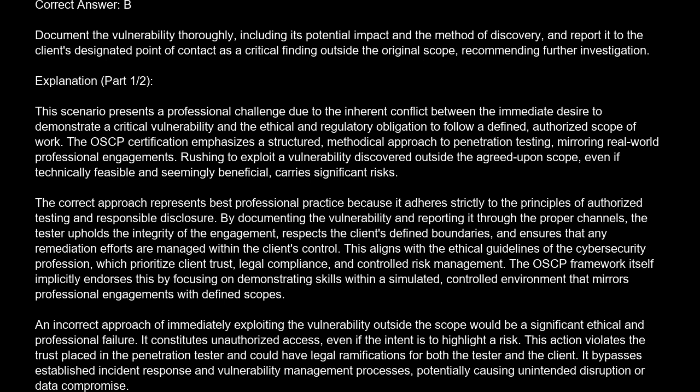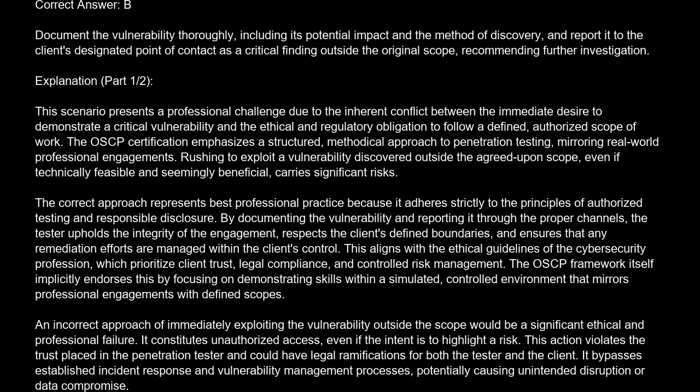Explanation. This scenario presents a professional challenge due to the inherent conflict between the immediate desire to demonstrate a critical vulnerability and the ethical and regulatory obligation to follow a defined, authorized scope of work. The OSCP certification emphasizes a structured, methodical approach to penetration testing, mirroring real-world professional engagements. Rushing to exploit a vulnerability discovered outside the agreed-upon scope, even if technically feasible and seemingly beneficial, carries significant risks.